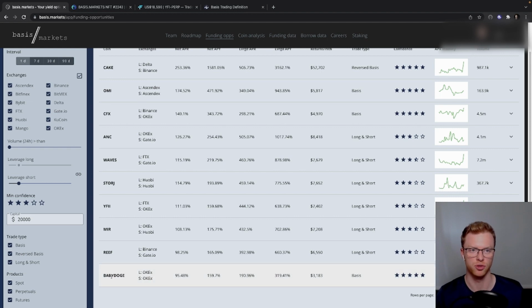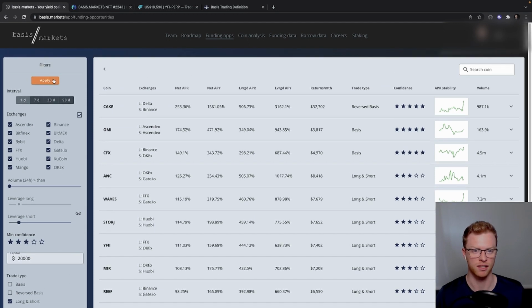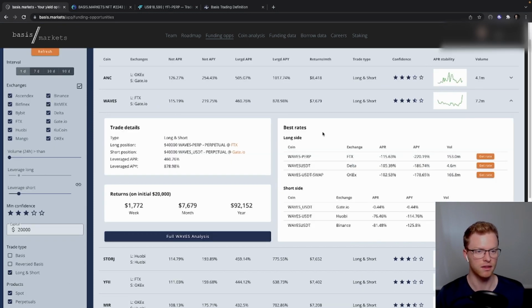Now the long and the short. So let's see if we can find a long and short trade right now and just show you what that exactly means. Okay, so here the long and the short is where you've got totally disconnected funding rates on a product on two different exchanges. You can see here on the long side, you're being paid an APR to get long. Negative 115% on Waves, on FTX, on Delta, on OKEx. And also on the short side, you're also getting paid to be short. So you're getting paid both ways. So you can be long on one exchange and short on the other and get paid funding on both sides.